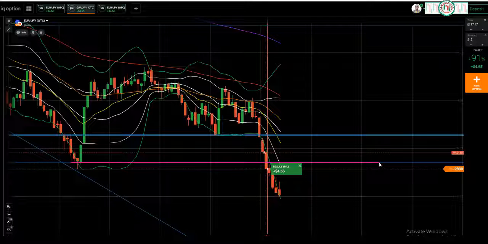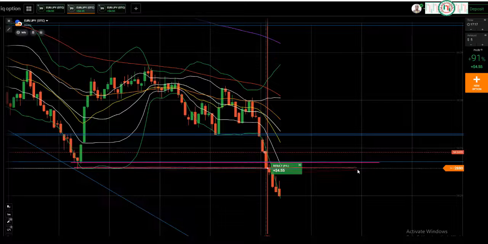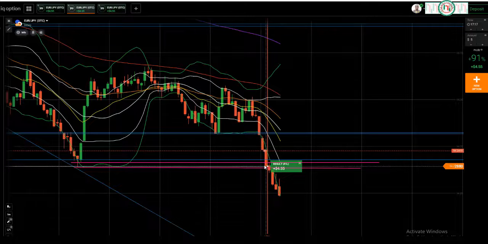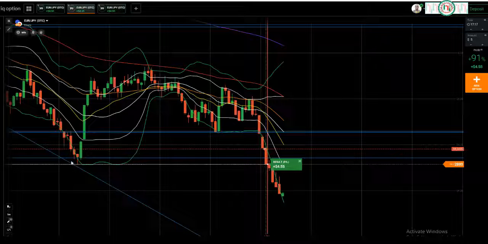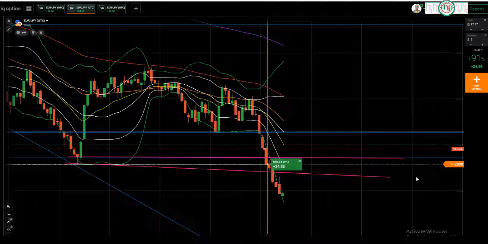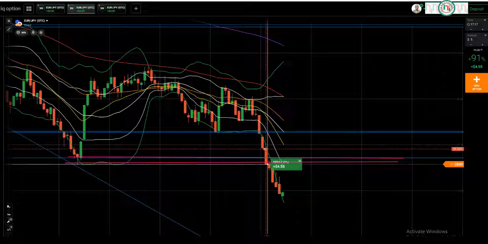You see, but sellers come strongly, even though this candle closed at the buyers area, because there is no rejection of sellers, no sign of sellers or buyers. Sorry, even though this is the strong buyers area, on this red candle, no sign of buyers, no rejection. So that's why I go with momentum.